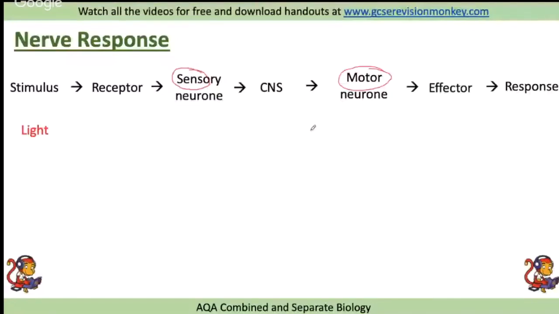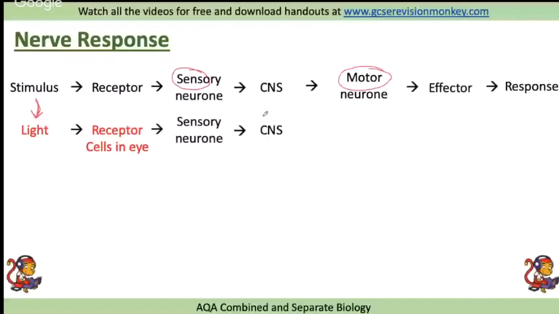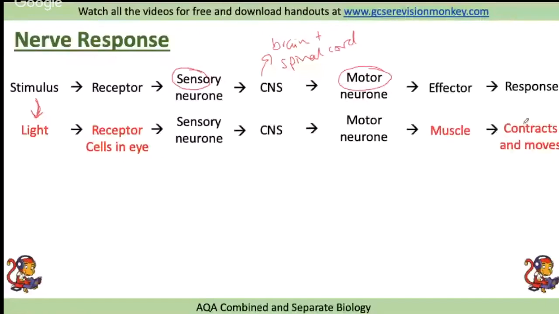Let's say, for example, that someone was throwing something at you. The stimulus for that would be light reflecting off of the object. You'd detect that by light receptor cells in your eye. You'd send the message along the sensory neuron to the central nervous system, which comprises of the brain and the spinal cord. And then you'll go to a motor neuron. An effector in this case would be muscle, and your muscle would contract and move, and that might either be catch the ball or move out the way, whichever it is.